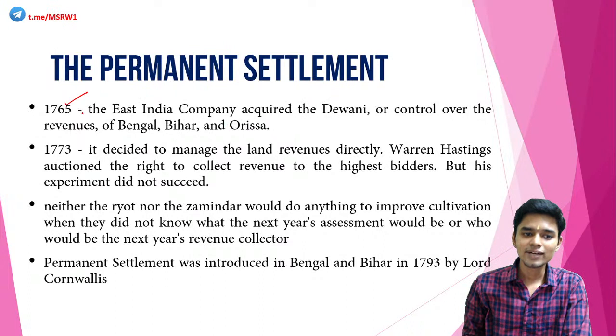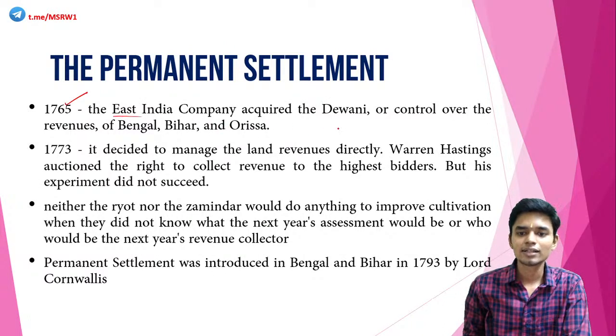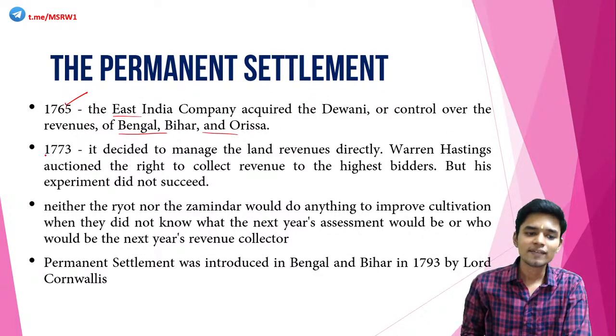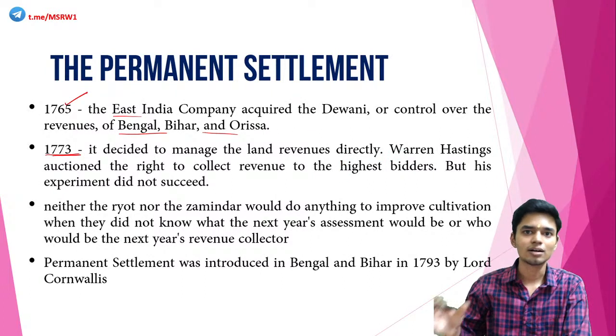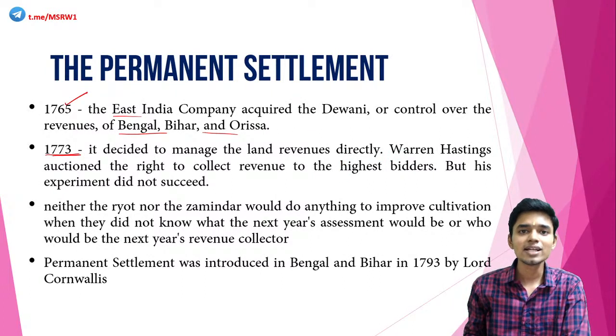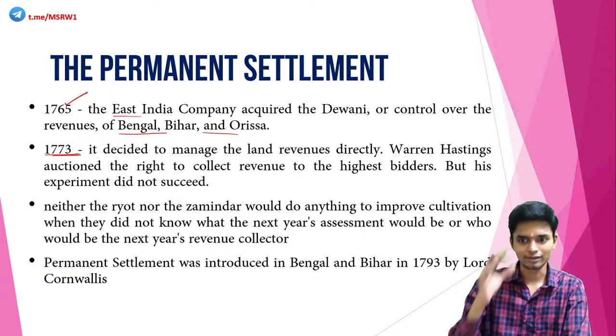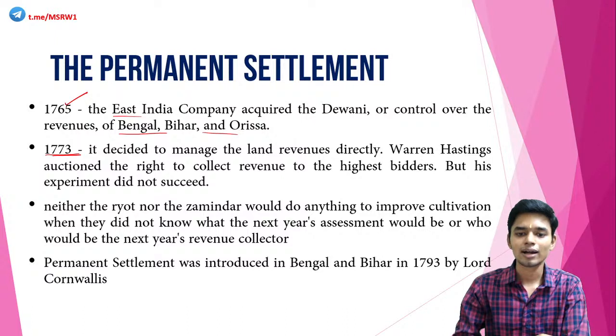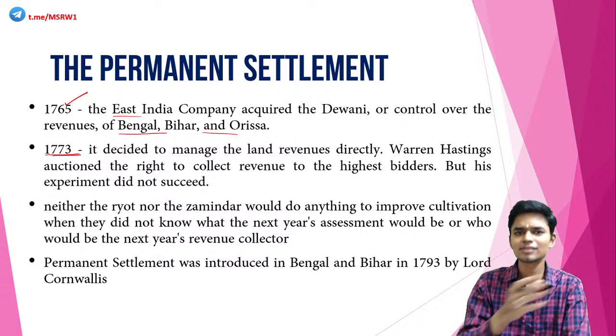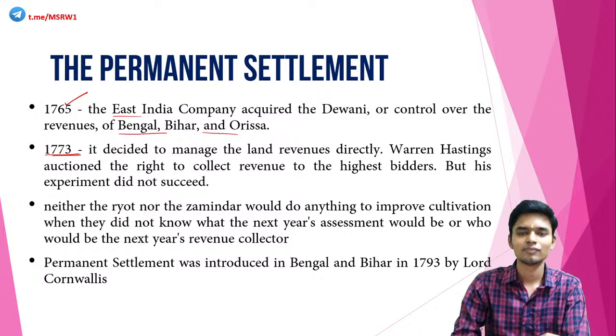Permanent settlement. In 1765, the East India Company acquired the Diwani or control over revenues of Bengal, Bihar and Orissa. Already you know this. In 1773, it decided to manage the land revenues directly. Okay, so until now we had zamindars, middlemen, etc. But from 1773 onwards, the British East India Company decided to manage the land revenue policy directly. So Warren Hastings started this policy of auctioning the right to collect land revenue to the highest bidders. Okay, something similar to the revenue farming that existed in India way earlier. Okay, but his experiment did not succeed.